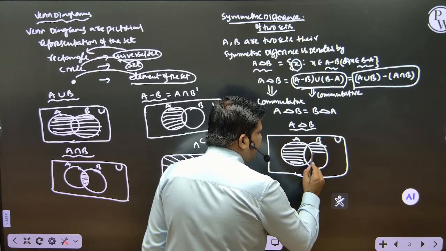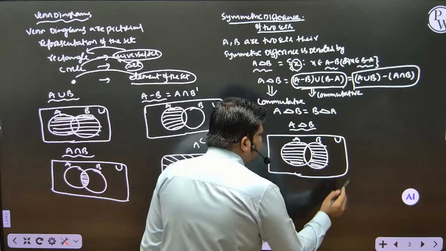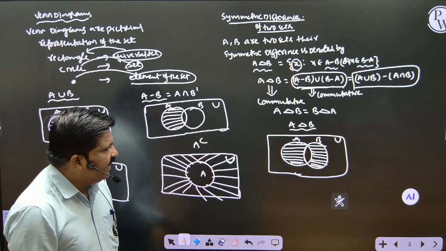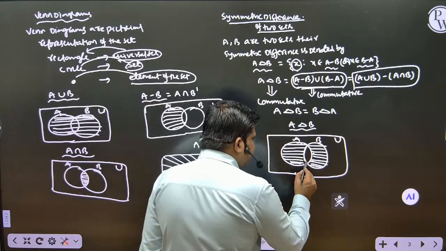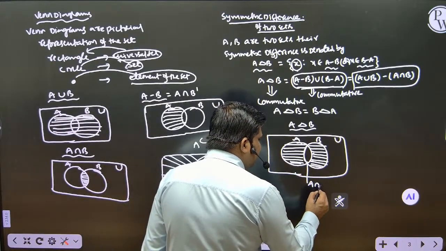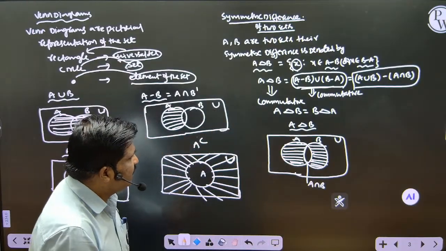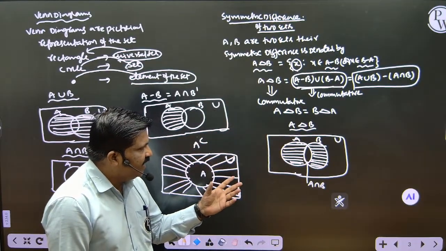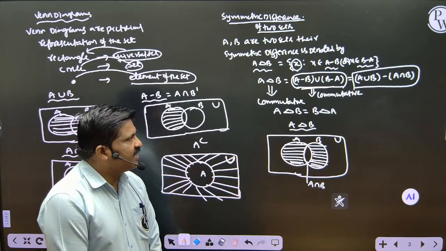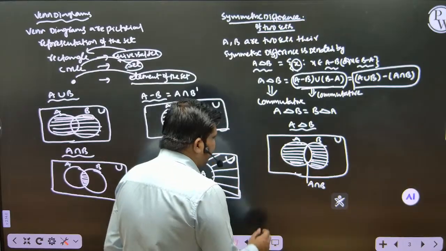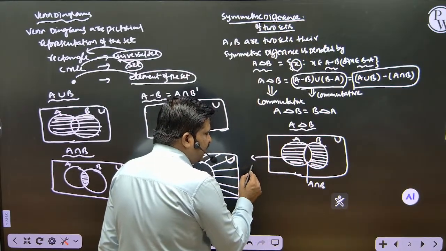From A union B, how did I get A delta B? From A union B, I deleted which one? A intersection B. From A union B, I deleted A intersection B. Then automatically I got A delta B. So what does it mean? This part gives what?